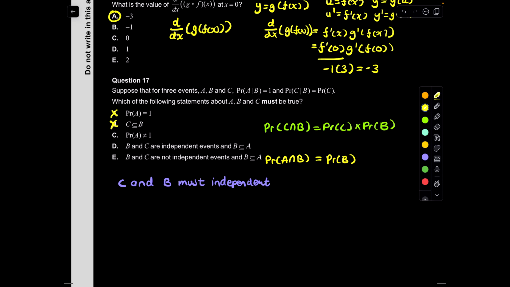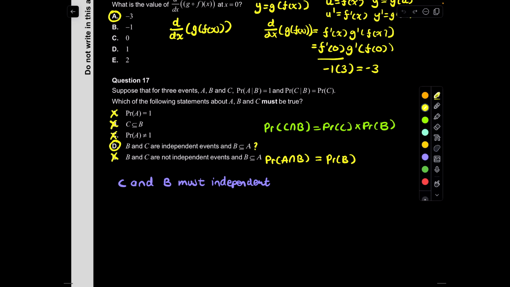Next question. The probability of A cannot equal 1. Yes, it can. Like we said, if they were independent, it can equal 1. So not C. D: B and C are independent events. Great, we said that. And B is a subset of A. Now I'm just going to put a question mark here, so we'll come back to it. What about E? B and C are not independent. Rubbish. We said B and C are independent. So it's D.